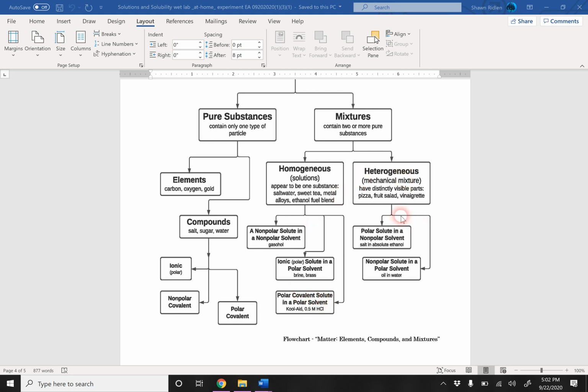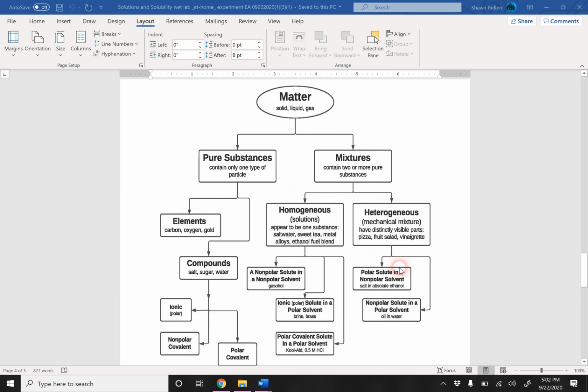Okay, then back on the heterogeneous side, just some examples. This could be polar solute and nonpolar solvent, so salt and absolute ethanol. Okay, so ethanol actually has some polarity to it. Or we have a nonpolar solute and a polar solvent. So an example here would be oil and water. Okay, so I hope that wasn't too much to digest there. But that's sort of your flow chart of all the different things you could have.